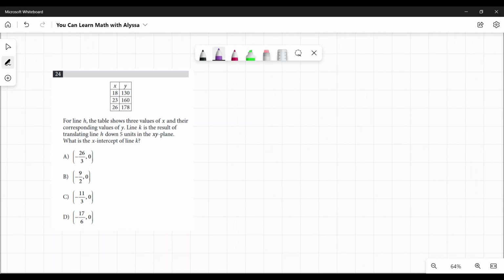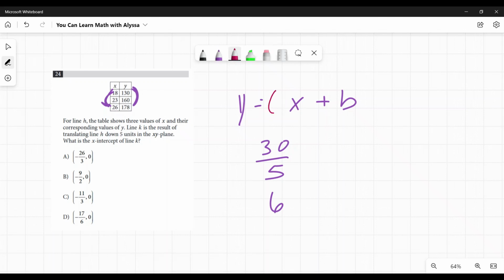So I have my x values and I have my y values. So my first line, my y equals mx plus b. I want to know my slope and my y-intercept. So my slope, my change in y, I am going up 30 to get from 130 to 160. And I'm going up 5 to get from 18 to 23. So 30 over 5, or 6. This line has a slope of 6.